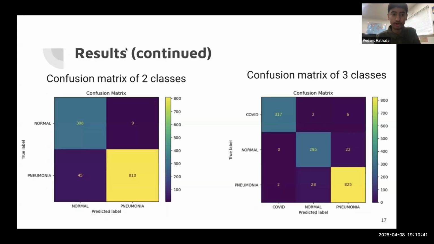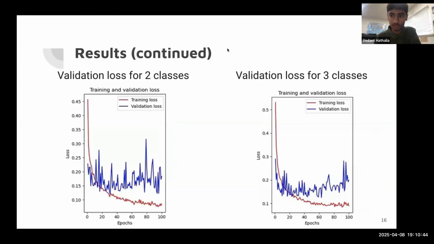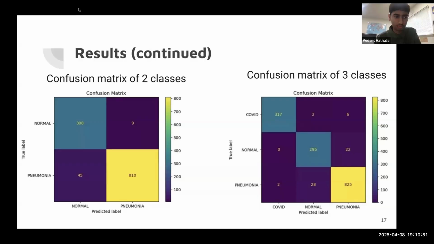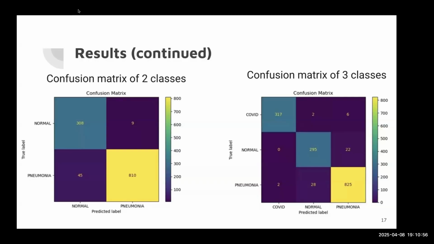And then, confusion matrices. For the confusion matrices of 2 classes, you can see that the purple boxes mean that there's misclassifications or errors, and the blue and the yellow boxes mean that there's correct classifications. And as you can see, the purple boxes have lower numbers and the blue and yellow boxes have higher numbers, which shows that it's very accurate and there's a higher number of correct classifications.